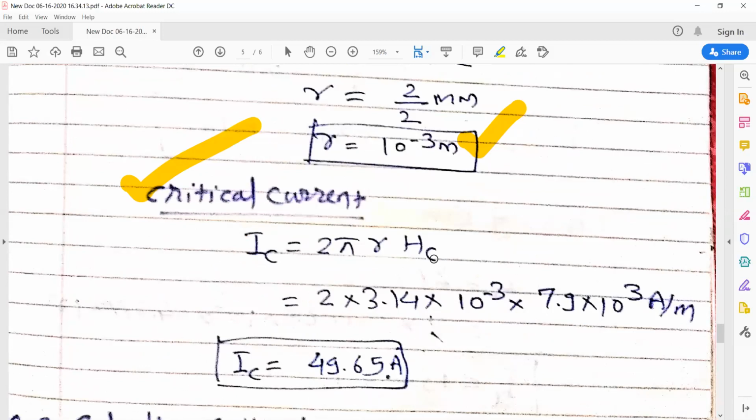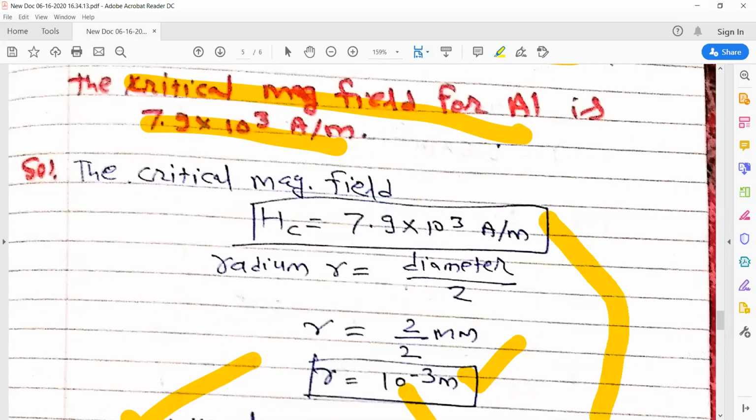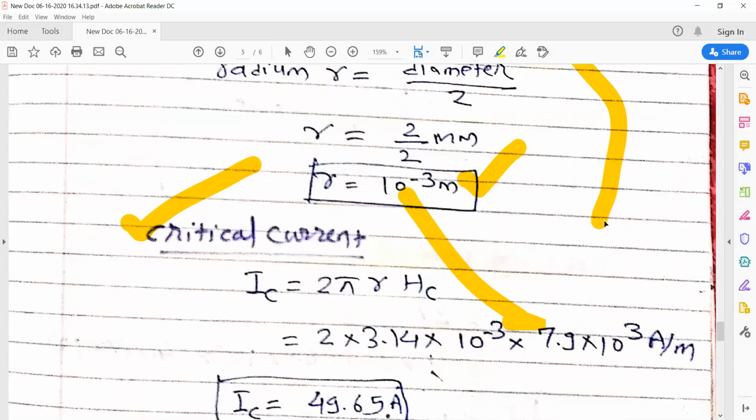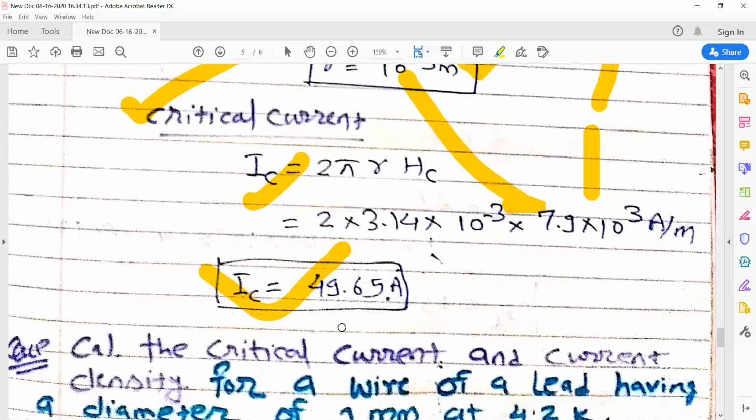Now we need to find the critical current. IC is equal to 2 pi r HC. The radius is given, we can put it here. HC is also given, we can put it here, and we will find the critical current by this formula.